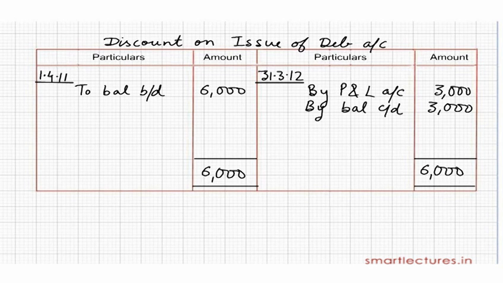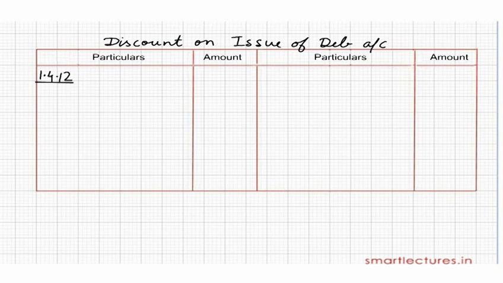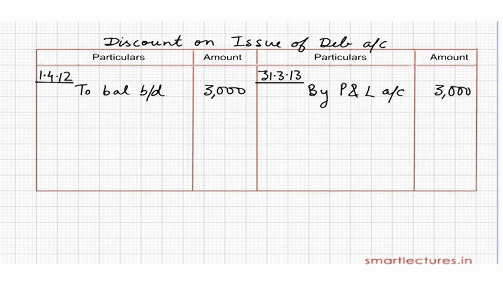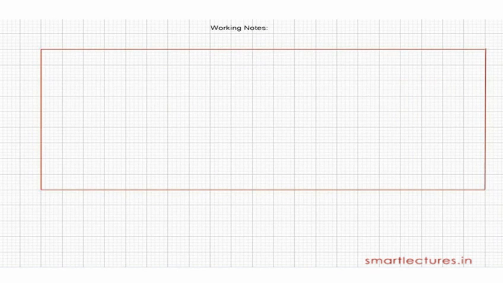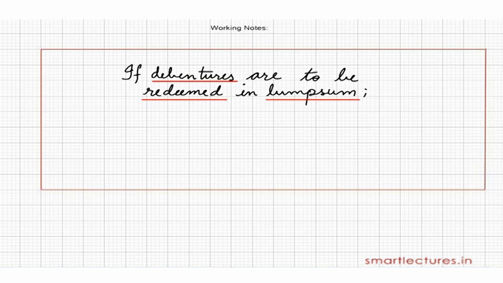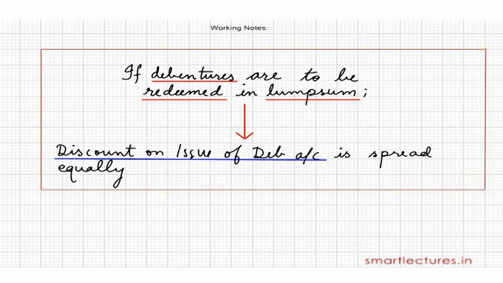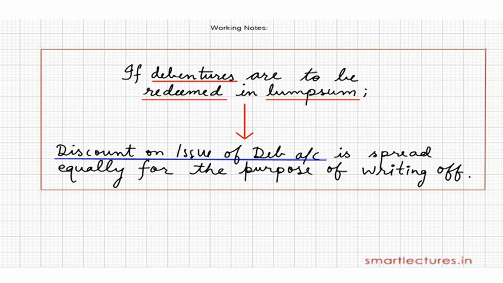Then on 1st April 2012, to balance b/d 3,000 rupees, and on 31st March 2013, on the credit side by profit and loss account 3,000 rupees. So the total is 3,000, no closing balance. In this way, the discount account has been closed because there is no closing balance. So you must have noticed in this question as well as in the previous question, if debentures are to be redeemed in lump sum, then the discount on issue of debentures account is spread equally for the purpose of writing off.